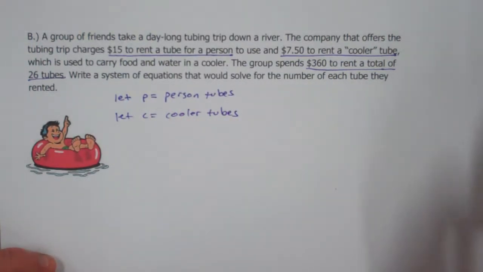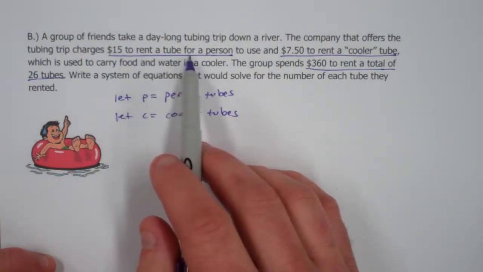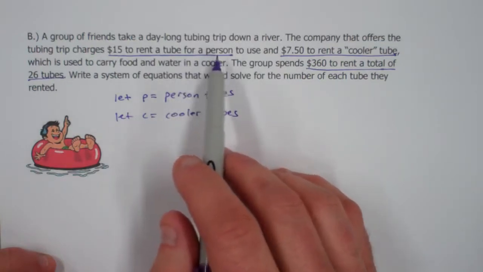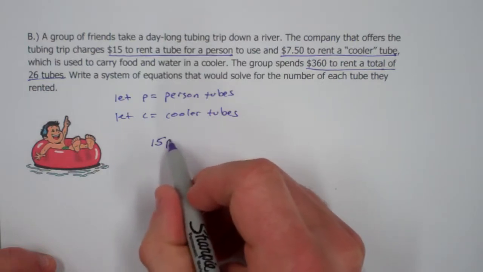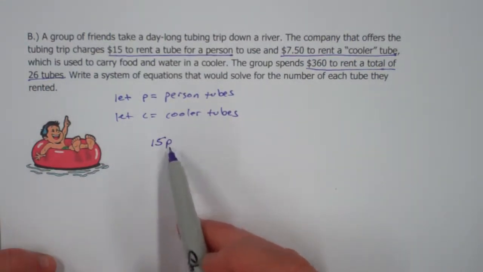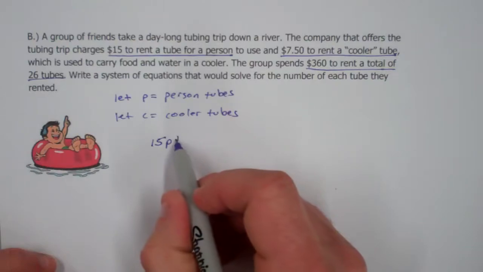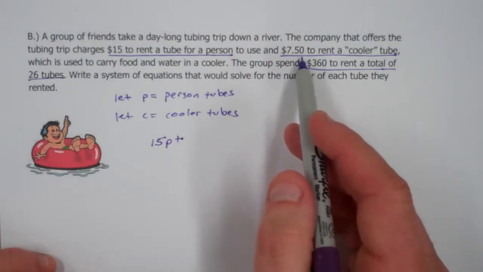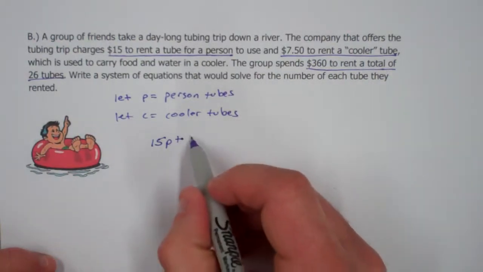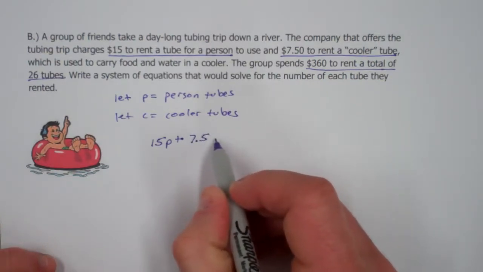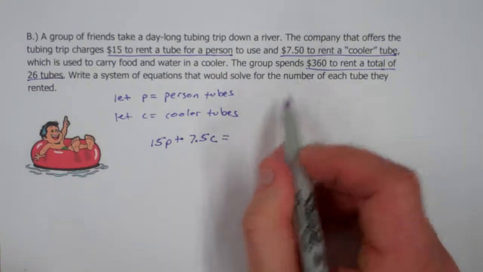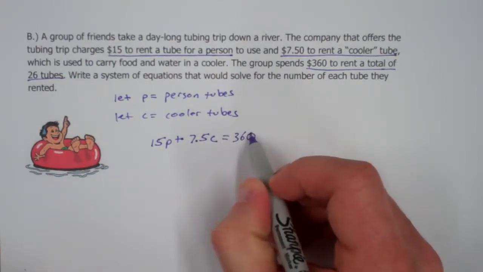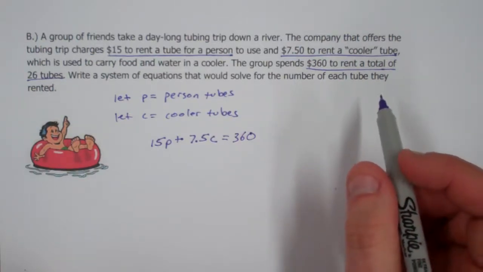We're going to write one equation based on the money that the group spent. So if it's $15 to rent a tube for a person, that's a rate. And the total for person tubes is going to be 15p, or 15 times the number of person tubes. We need to add to that $7.50 to rent a cooler tube. So we'll take 7.5 and multiply that by C. The total was 360.